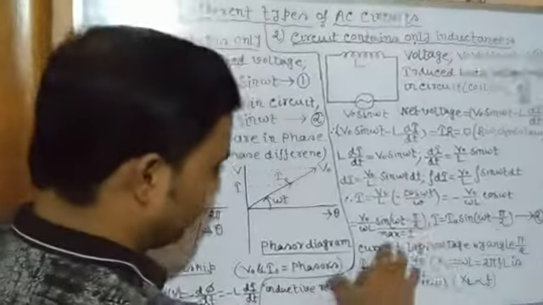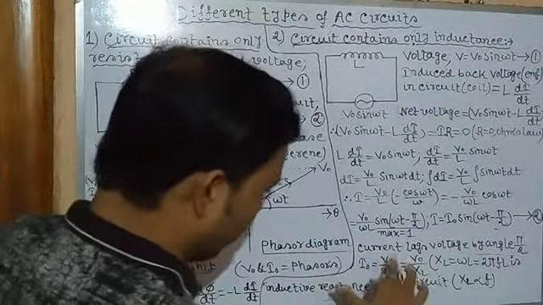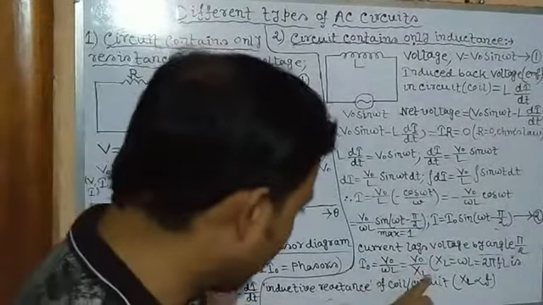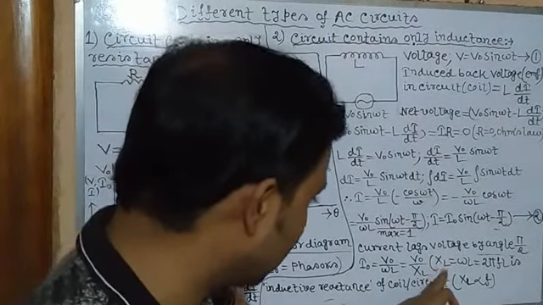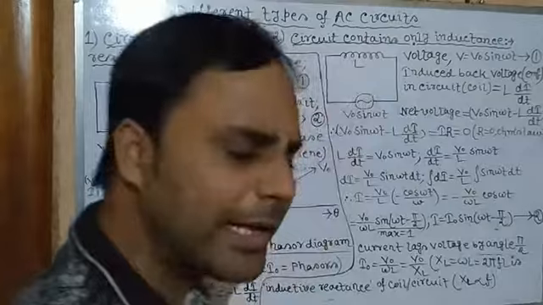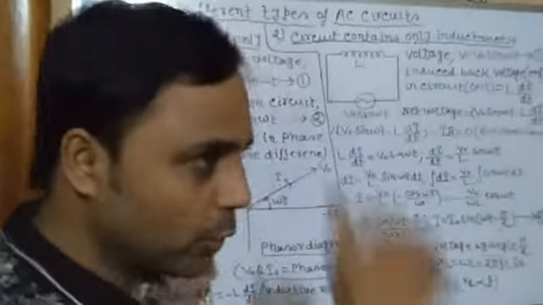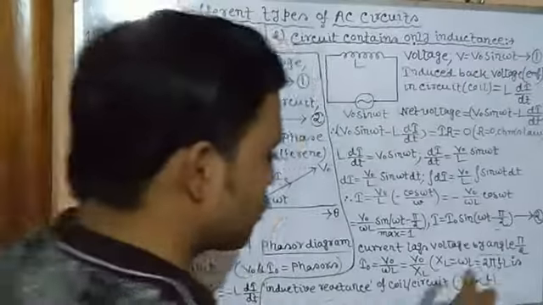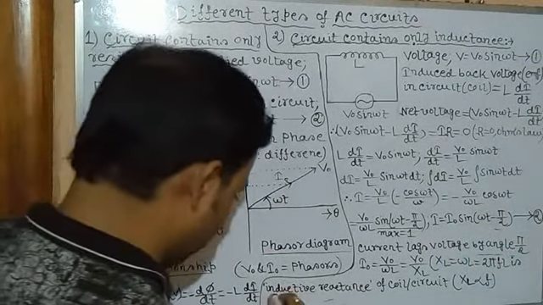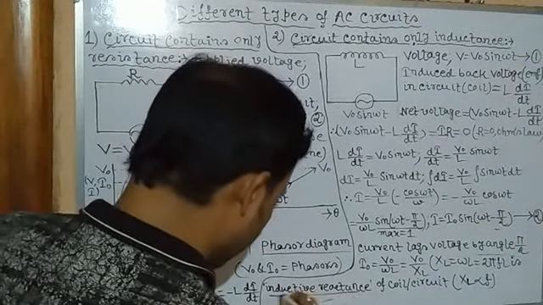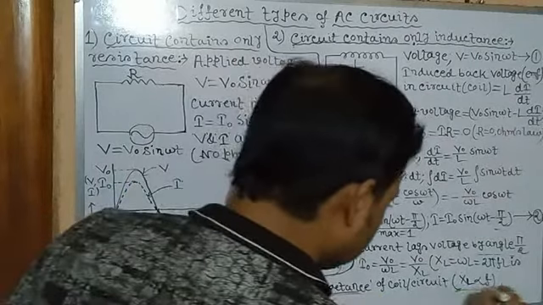So here we have taken the value I0 equal to V0 by omega L. Clear? So V0 by XL: instead of omega L, it is written XL, where XL equals omega L equals 2 pi F L. Why? Since omega is equal to 2 pi by T, and 1 by T equals F, the frequency, so it is 2 pi F L. It is called the inductive reactance of the coil or in the circuit.